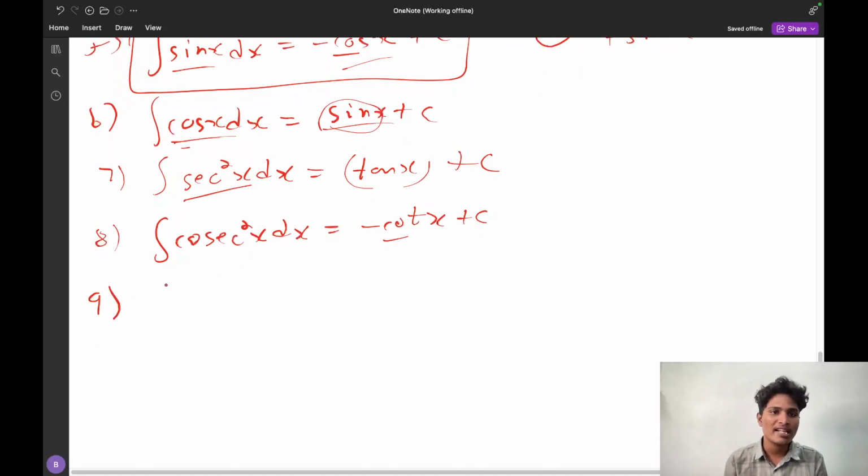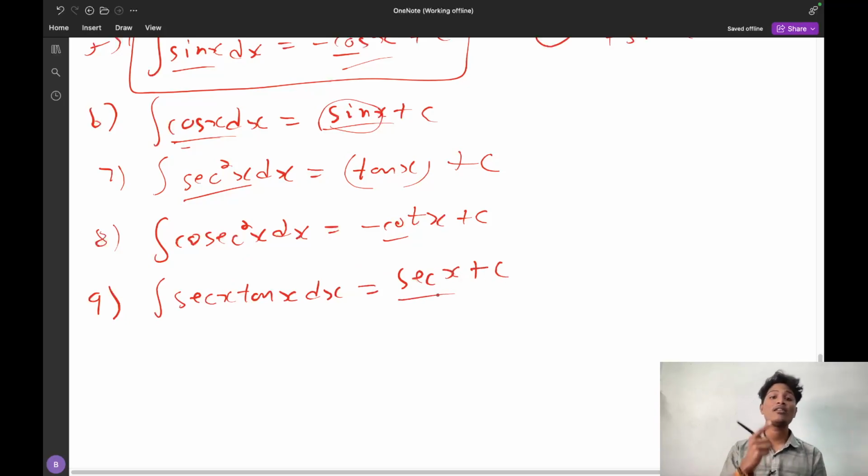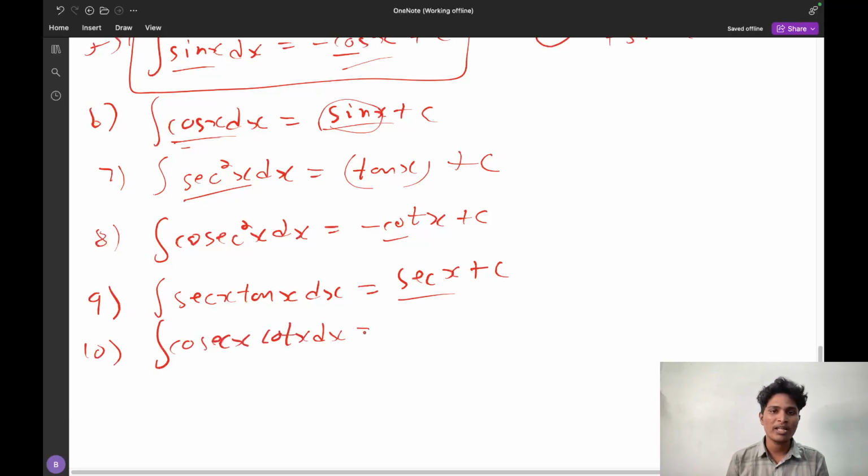Now the next one is integral secant x tan x dx. It will be secant x plus c, because the differentiation of secant x is secant x into tan x. That is the reason the integration of secant x tan x is secant x. And the next one is integral cosecant x cot x dx. It will be minus cosecant x plus c. So this is the answer.